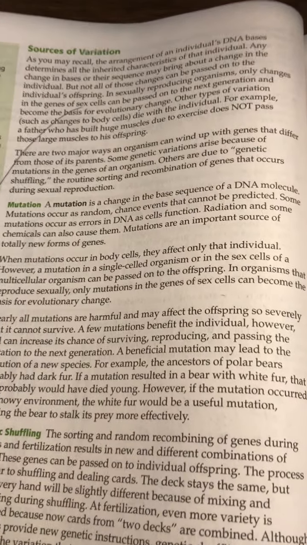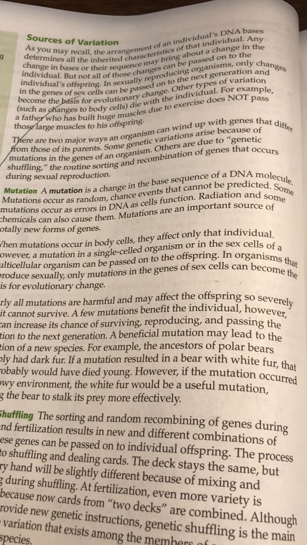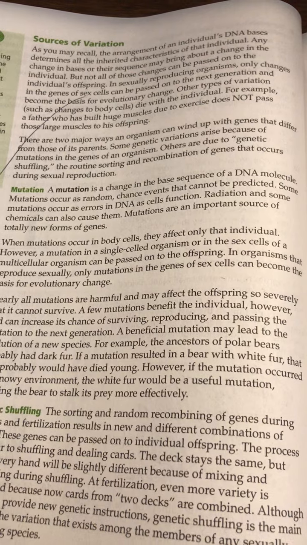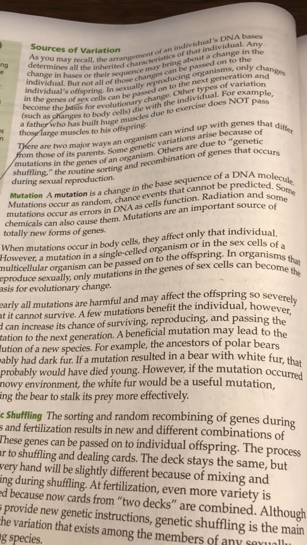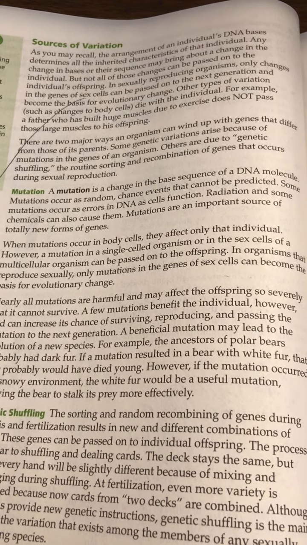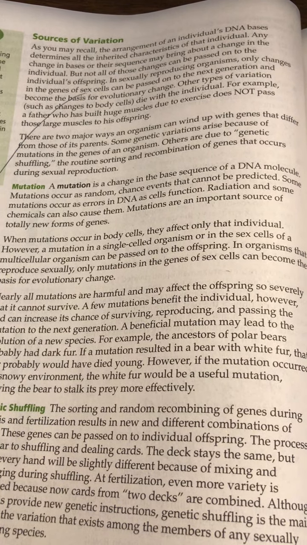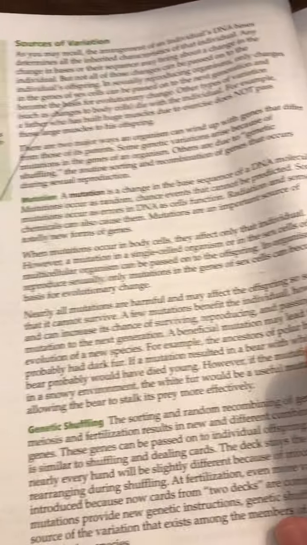There are two major ways an organism can wind up with genes that differ from those of its parents. Some genetic variations arise because of mutations in the genes of an organism. Others are due to genetic shuffling, the routine sorting and recombination of genes that occurs during sexual reproduction.